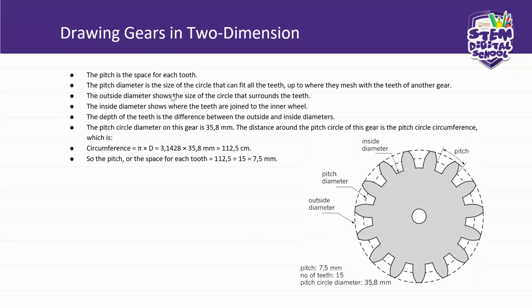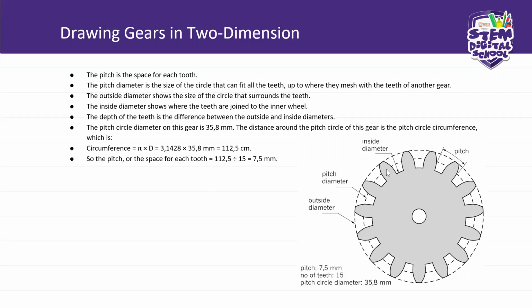The outside diameter shows the size of the circle that surrounds the teeth. The inside diameter shows where the teeth are joined to the inner wheel. That is actually where the teeth begin. That's the line from which you start drawing the teeth. The depth of the teeth is the difference between the outside and inside diameters.